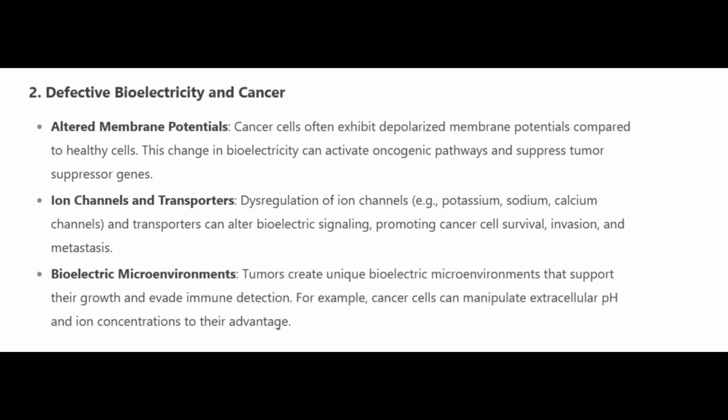2. Defective bioelectricity and cancer. Altered membrane potentials: cancer cells often exhibit depolarized membrane potentials compared to healthy cells. This change in bioelectricity can activate oncogenic pathways and suppress tumor suppressor genes. Ion channels and transporters: dysregulation of ion channels, e.g., potassium, sodium, calcium channels, and transporters can alter bioelectric signaling, promoting cancer cell survival, invasion, and metastasis. Bioelectric microenvironments: tumors create unique bioelectric microenvironments that support their growth and evade immune detection. For example, cancer cells can manipulate extracellular pH and ion concentrations to their advantage.